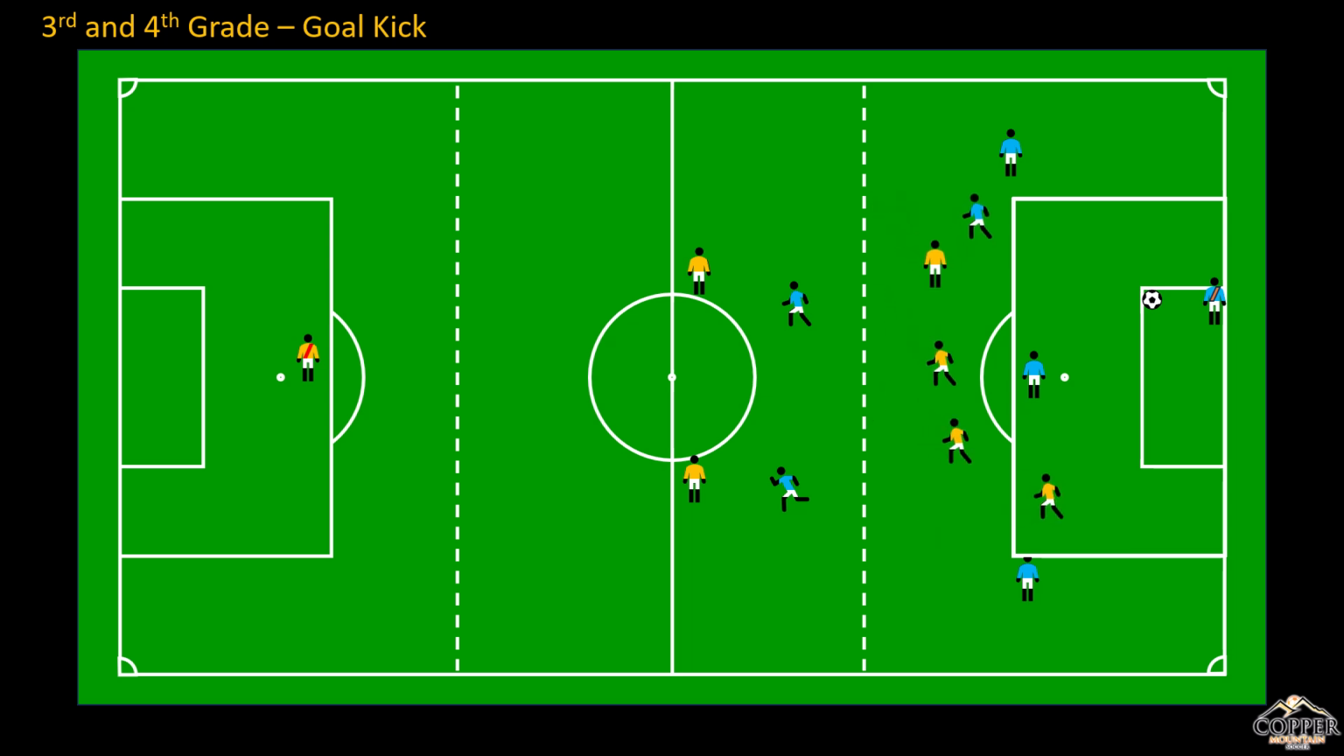The team taking the kick can kick the ball whenever they are ready. They don't need to wait for the other team to be behind the build-out line.